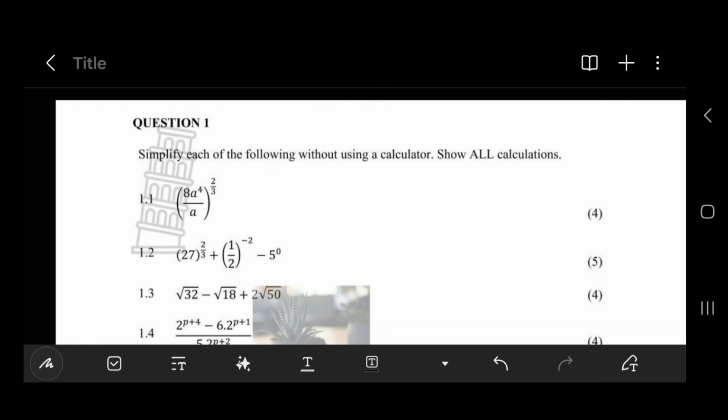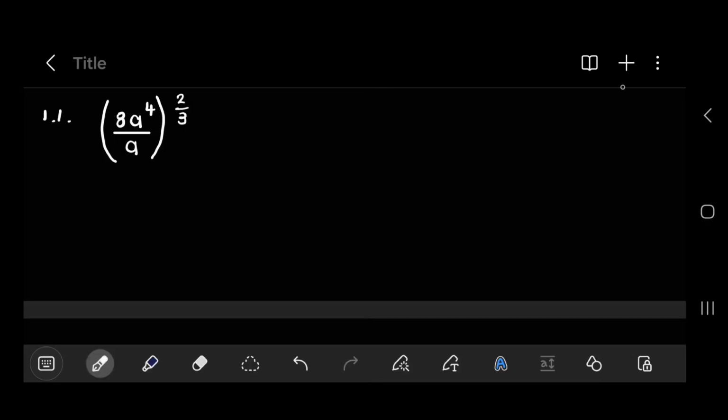In the bracket, we've got 8a to the power 4 over a, and that entire fraction is raised to the power 2 over 3. Now here's how we can start off. We need to make sure that whatever we have inside the bracket is as simplified as it can be. So we've got 8a to the power 4 over a, and according to laws of exponents, when we are dividing bases that are the same, we subtract the exponents. So what happens with a to the power 4 and a at the bottom, the exponents, which is 4 minus 1, is going to end up giving you a cubed.